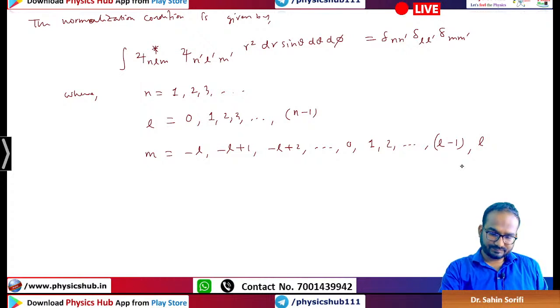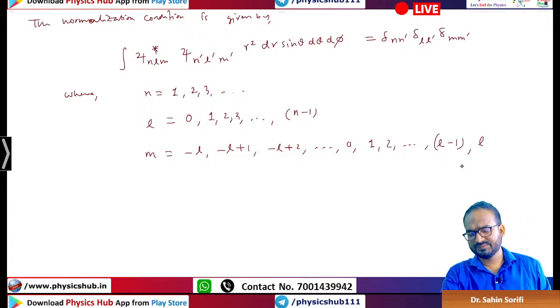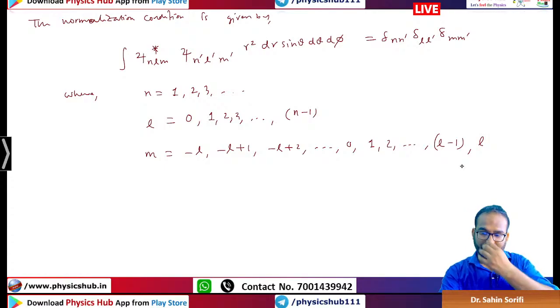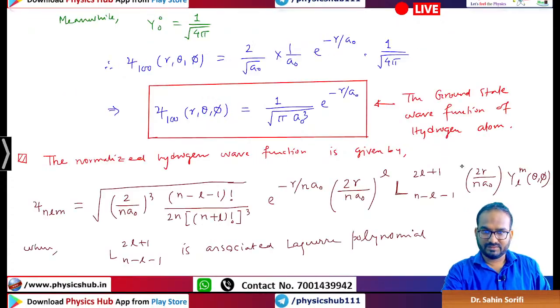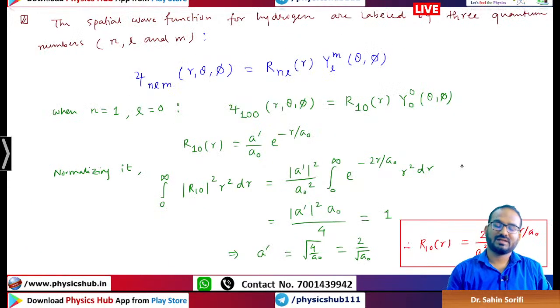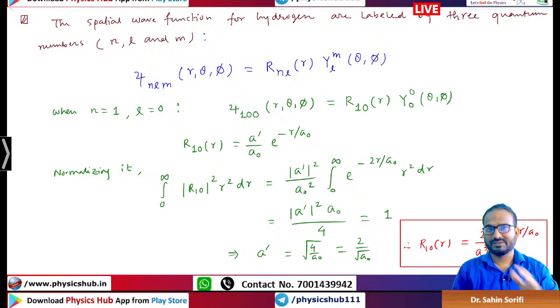Okay, so we'll be solving some more problems, and some little bit of theory is also left. So we'll be doing that in the second part. For the time being, I am giving you a set of tabulated values regarding the radial part R of the wave function. You see, we have shown you R10 because this is involved in the ground state wave function of the hydrogen atom.